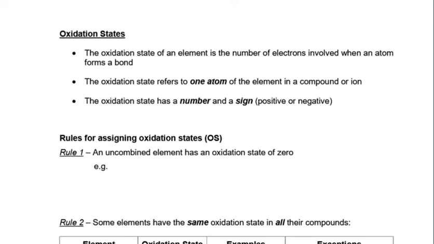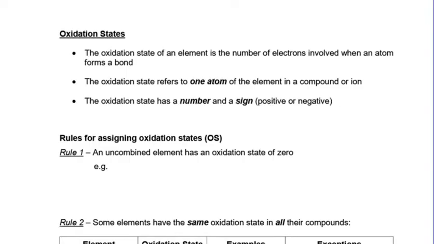At A-level, that is quite a long method that we've just been using, where we've been working out from the full equation, the ionic equation, and from the ionic equation, the half equations, then looking at those to decide who got oxidized and who got reduced. There is a much quicker method, and it's called using the oxidation states. So what is an oxidation state?